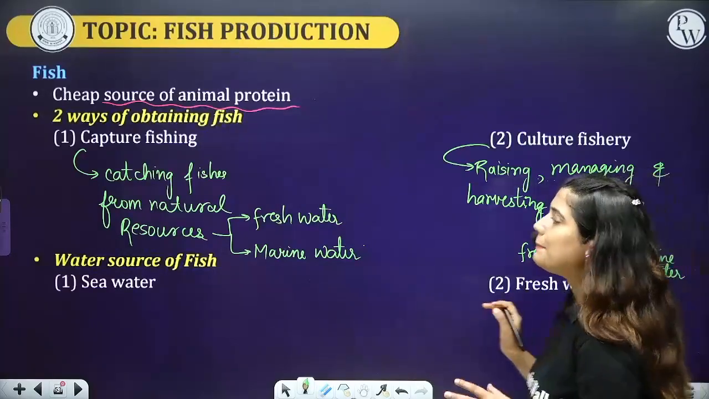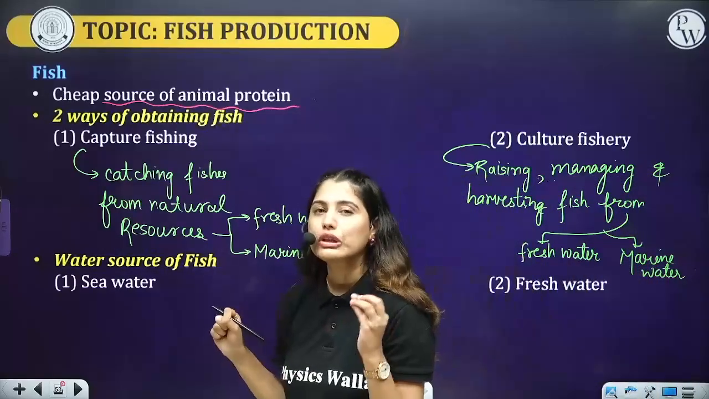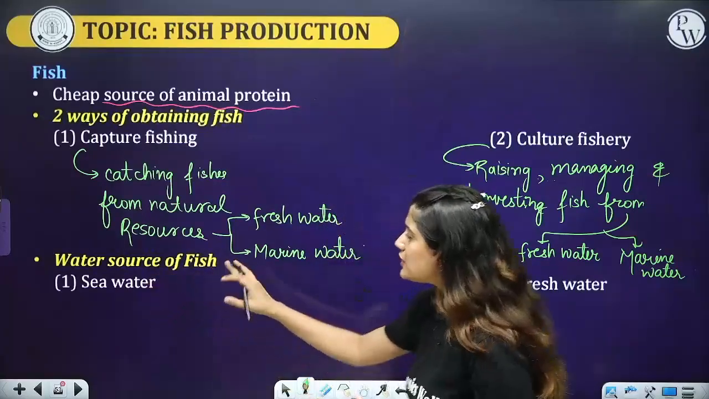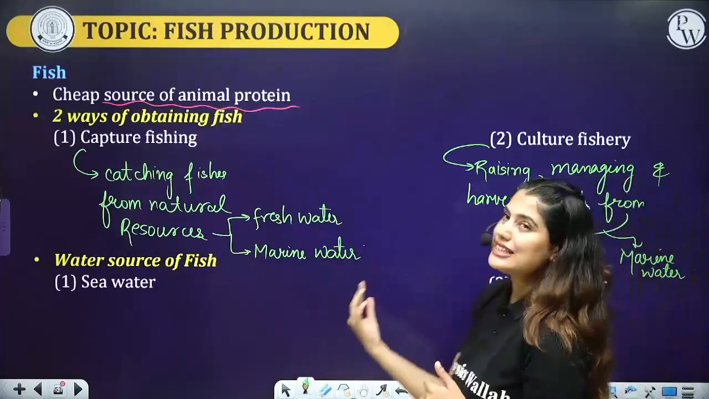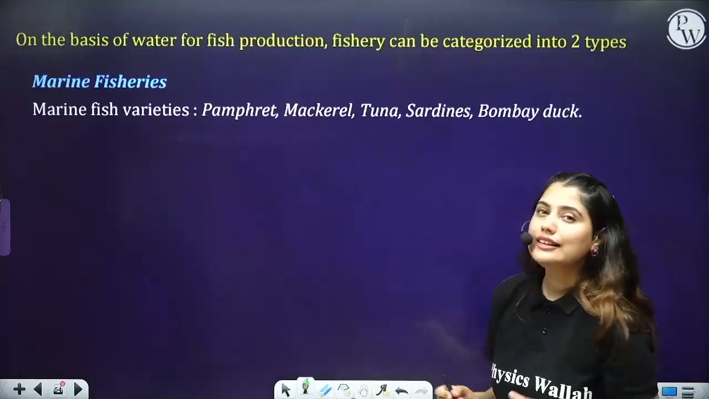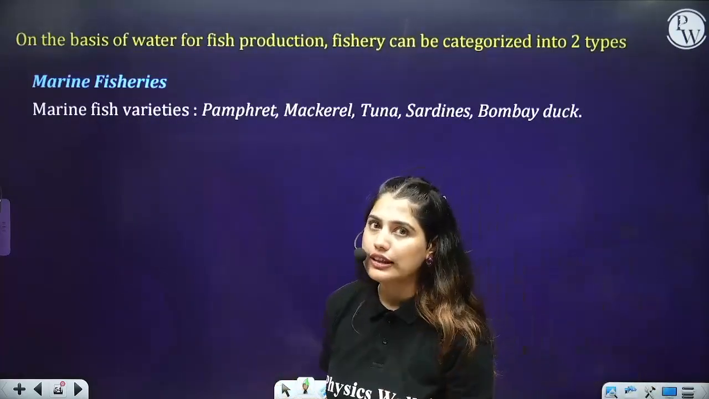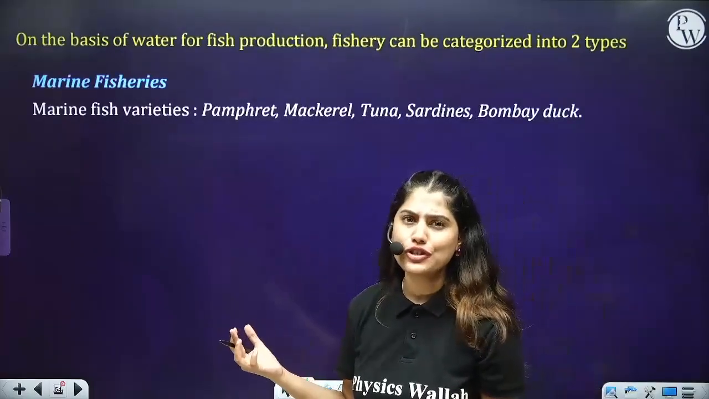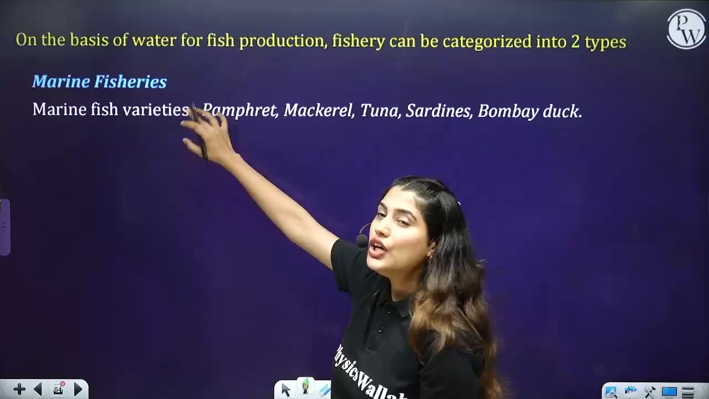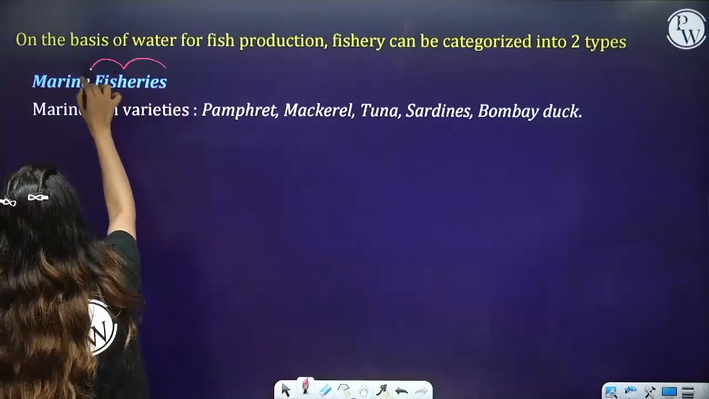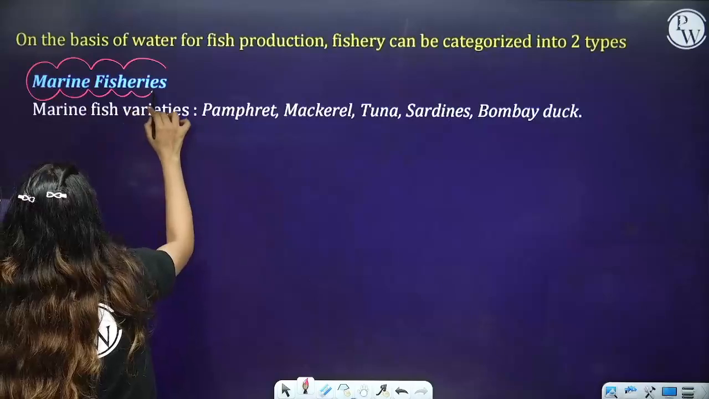Now, on the basis of what source of water is there, is it fresh water or marine water? So I can say yes, two sources, the sea water and the fresh water. Sea is nothing but the marine water, right? Now, on the type of water they are having, there can be different types of fishery. Either we are catching fish from the marine water. So if we are catching our fishes from the marine water, they are called marine fisheries, right?